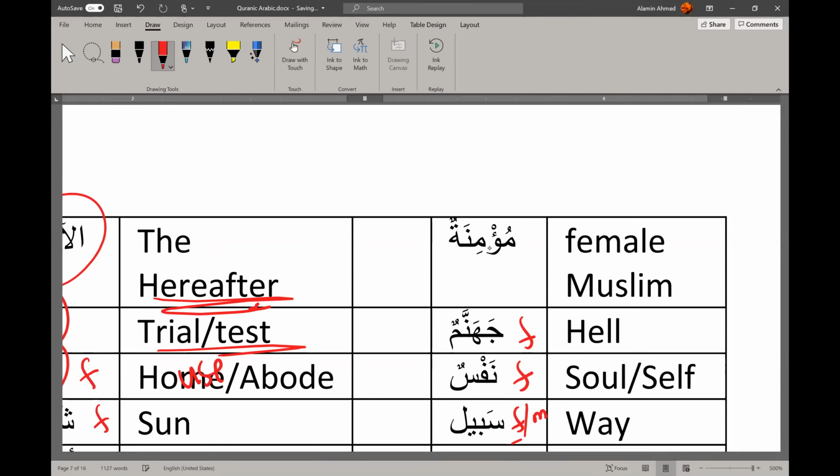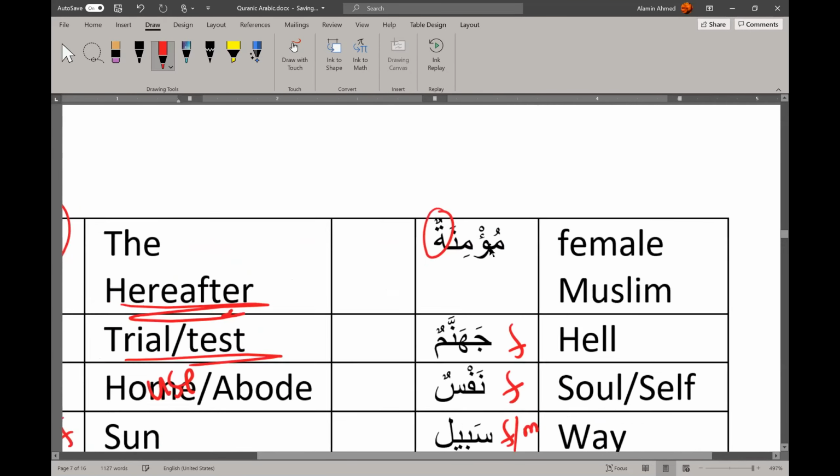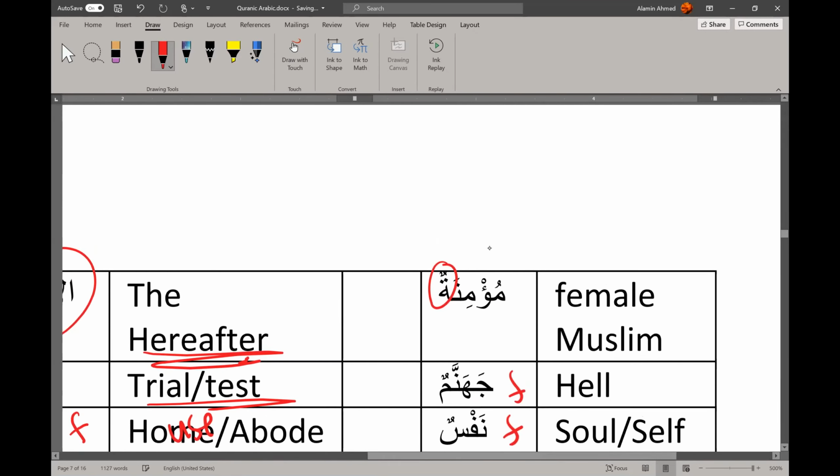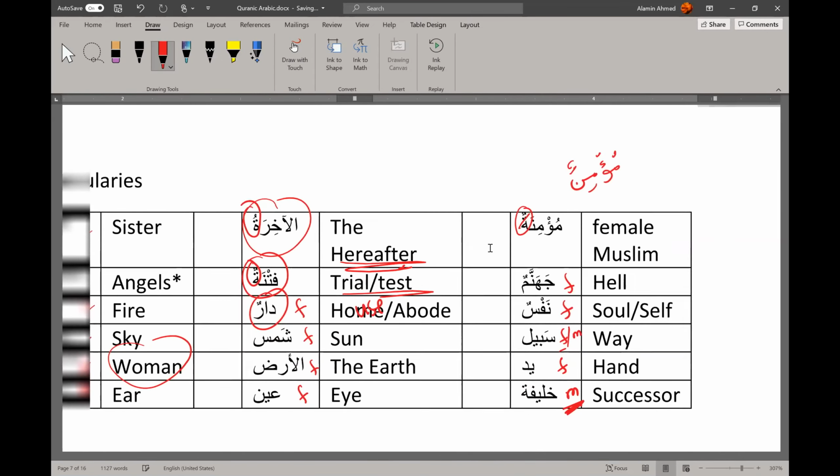Mu'mina is believer, right? Maybe I should write believers anyway. See, it has a ta marbuta, so it would be feminine believer. So how would we say masculine believer, guys? Just drop the ta marbuta, so we say mu'minun.